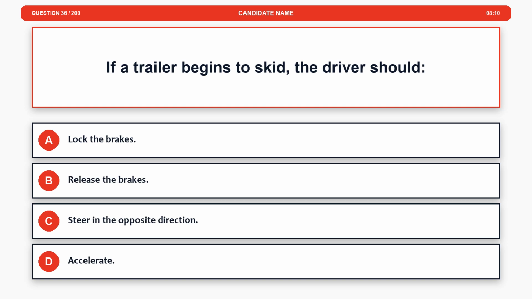Question 36. If a trailer begins to skid, the driver should: Option A, lock the brakes. Option B, release the brakes. Option C, steer in the opposite direction. Option D, accelerate.